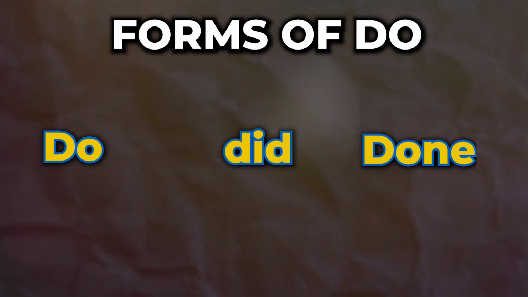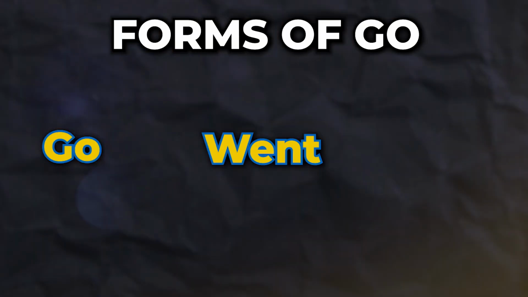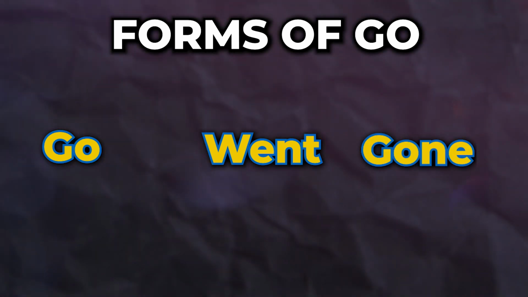Tell me the different forms of do. Do के कितने forms हैं? I know आपकी आंसर होगी सर 3. Do, did, done. Very good, very good. Okay, if I tell you go, go के कितने form है? आप बोलोगे yes sir, go के 3 form है. Go, went, gone. Wow, that's so good.